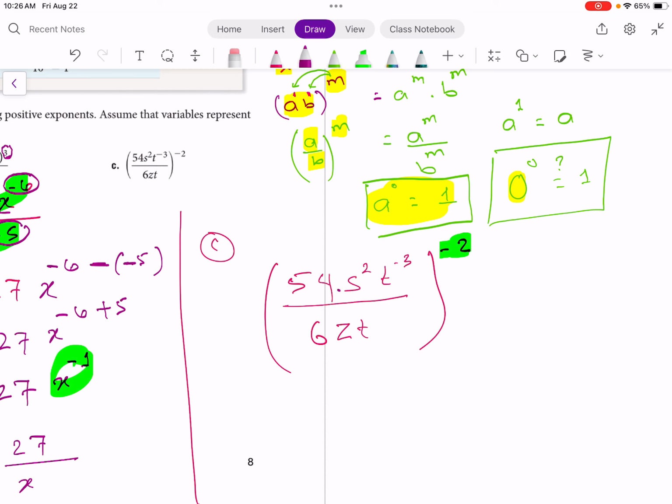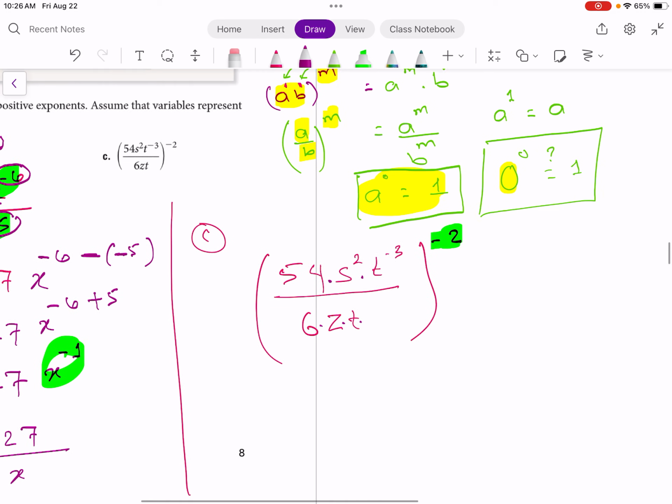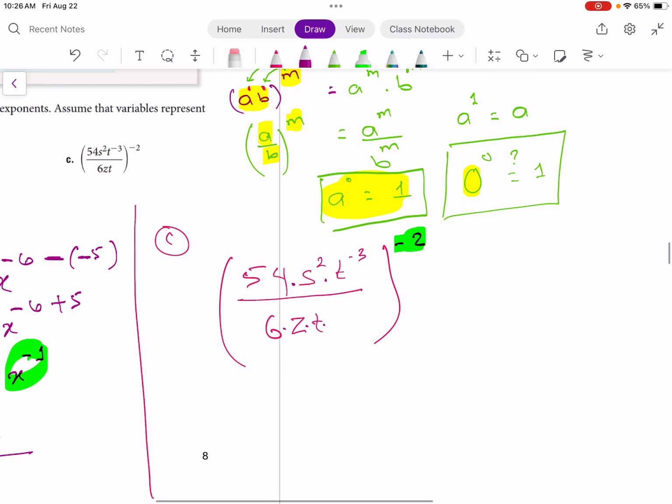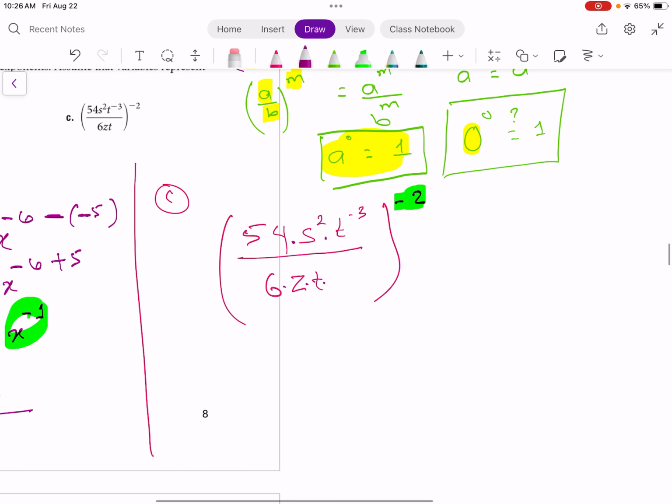So we have 54 times s square times t to the power minus 3. We have 6 times g times t. Okay, you can distribute now, or you can simplify what you have inside the parenthesis and distribute the -2 later on. So let's simplify inside the parenthesis first. We can divide 54 by 6, right? And 54 divided by 6 is 9.